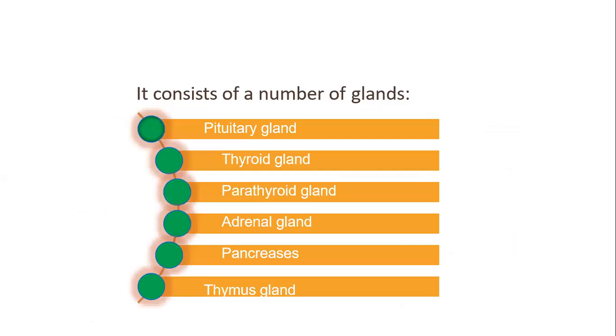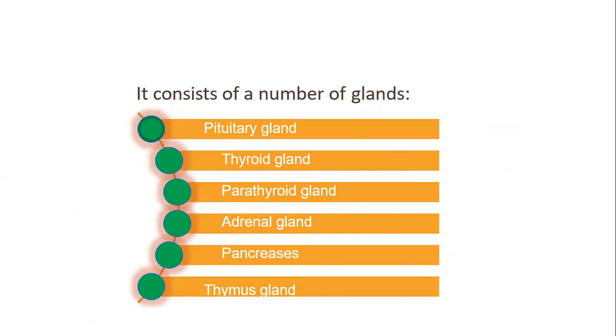Now let us have a look at which type of endocrine glands are present in our body. So there are numerous endocrine glands, like pituitary gland, then thyroid gland, parathyroid gland, adrenal gland, pancreas, thymus, etc. Now let us discuss in detail about each endocrine gland.